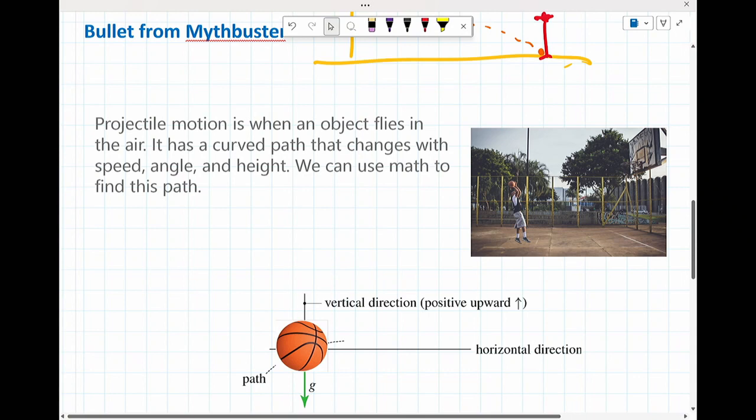Projectile motion is when an object flies in the air. It has a curved path. It's parabolic. You know that because you've got an x squared equation or a y squared equation. It has a curved path that changes with speed, angle, and height. We can use math to find this path. So if I have a basketball, it's going to follow this curved path, and as it follows this curved path, it will have a vertical direction and a horizontal direction, but only one acceleration.